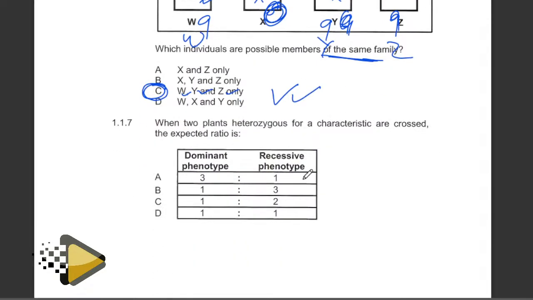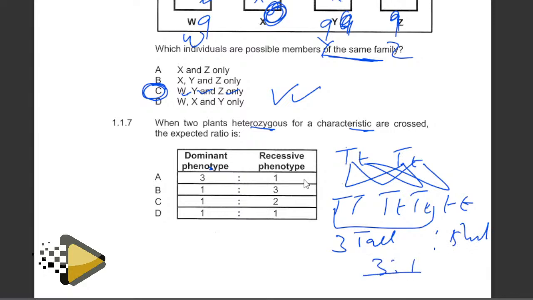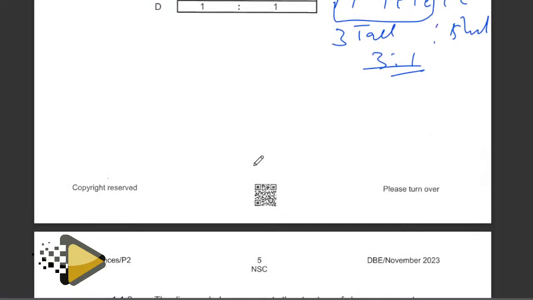When two plants homozygous for the characteristic are crossed, the expected ratio is, remember, for example, capital T, small t. They're saying phenotype. This with this, it's going to be capital T, small t. This is that, capital T, small t. This is that, small t. Therefore, these are tall, for example, 3 of them, and then 1 short. So the ratio is 3 to 1. So A becomes the most correct answer. Then we go to the next question.